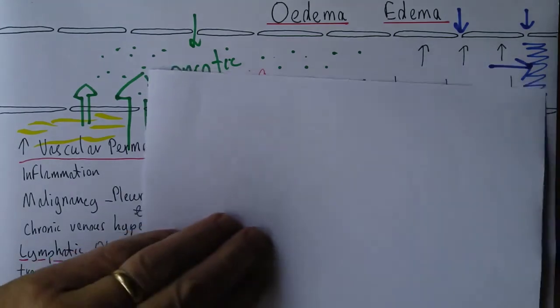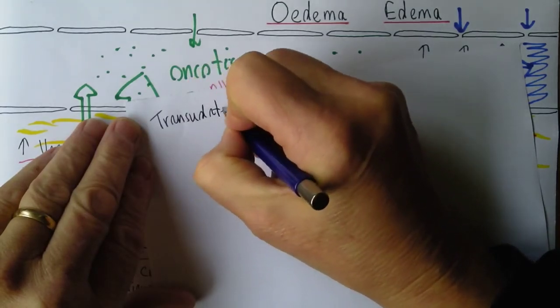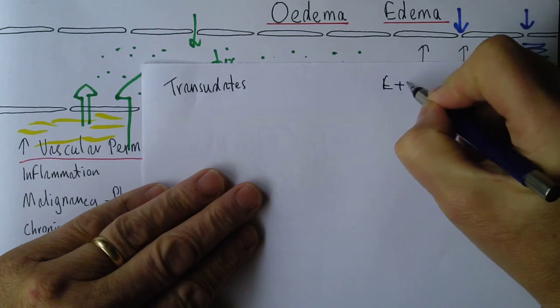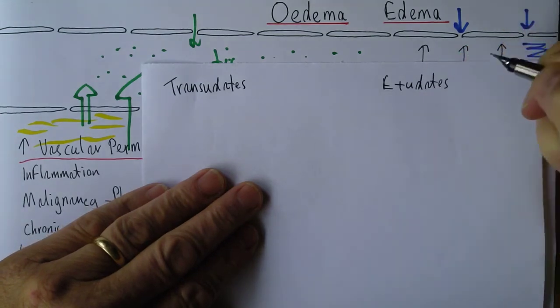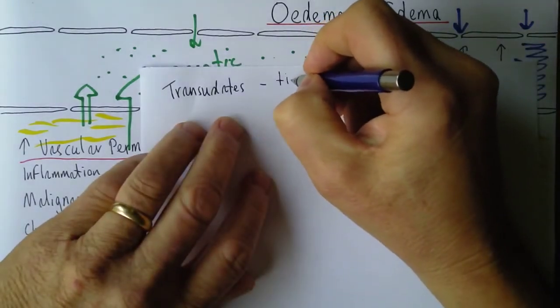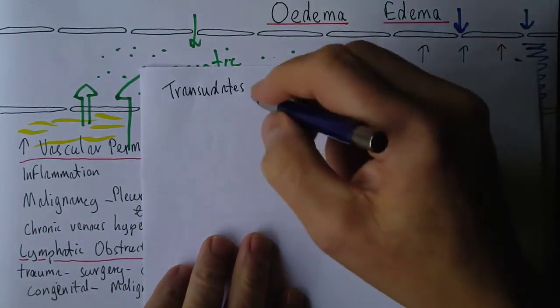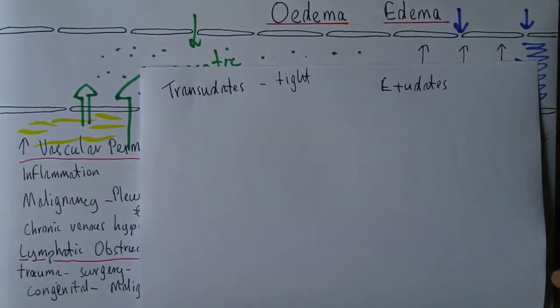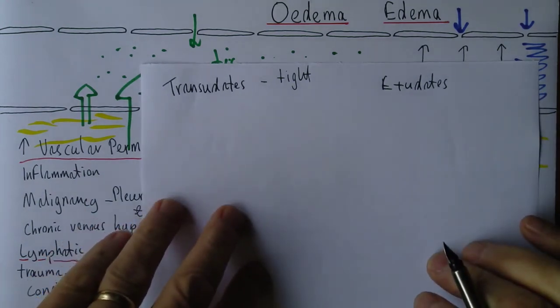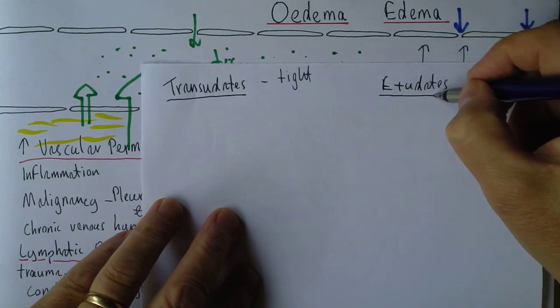So, transudates. And exudates. And as we've said, in transudates, the vessel is intact. The junctions are tight. In exudates, very often there's increased permeability in the vessel, or there's obstruction to the lymphatics. Now, in a transudate, another way to remember it is transudates are often fairly transparent.